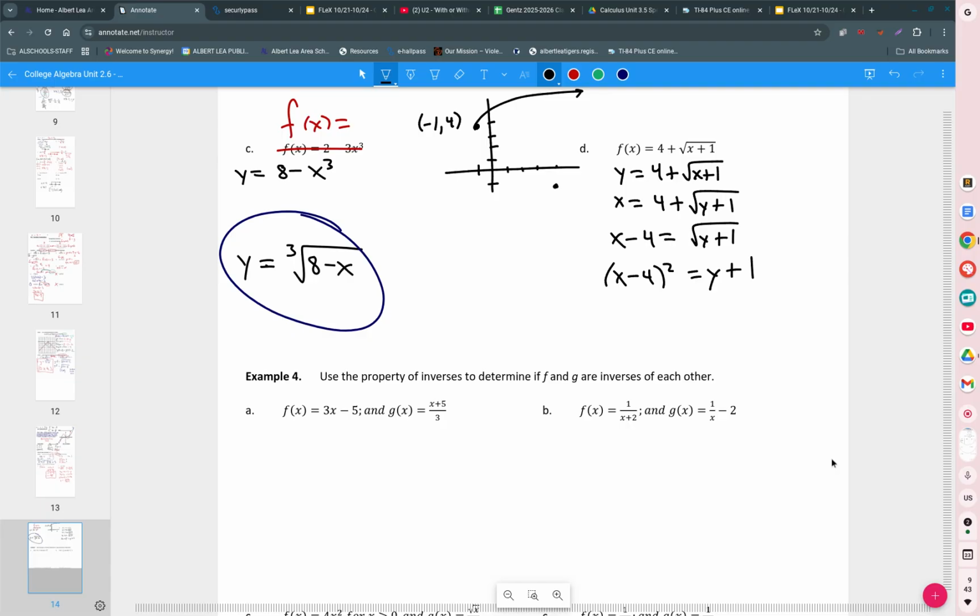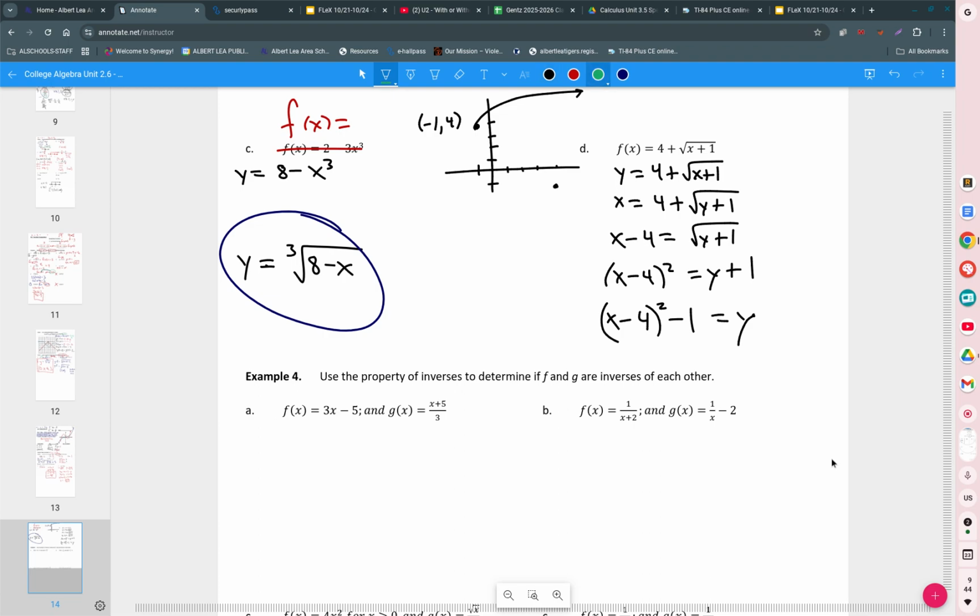And now I get to subtract 1. (x - 4)² - 1 = y. Well, that's a parabola in vertex form, right? And what's the vertex? What's the horizontal shift? Right 4 and down 1. Is that where we want to be? Yeah.